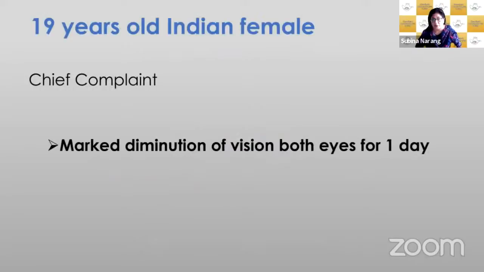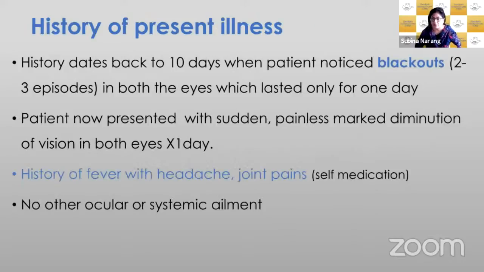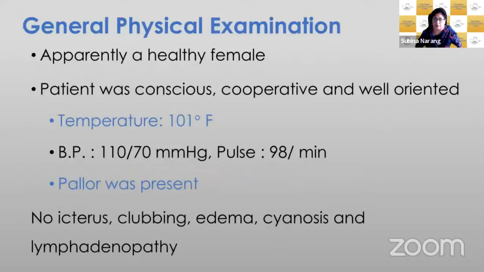She is a 19-year-old Indian female who came with the chief complaint of marked diminution of vision in both her eyes for the past 1 day. Patient gave history of some blackouts which were 10 days back, and 2 to 3 episodes were there, and now presented with sudden pain and marked decrease of vision for the past 1 day. There was some vague history of fever and headache with joint pains, which was 1 month back, and she took self medication for that and it got relieved.